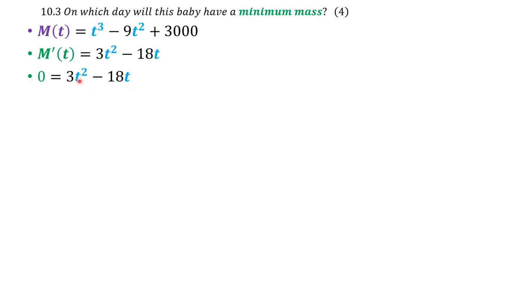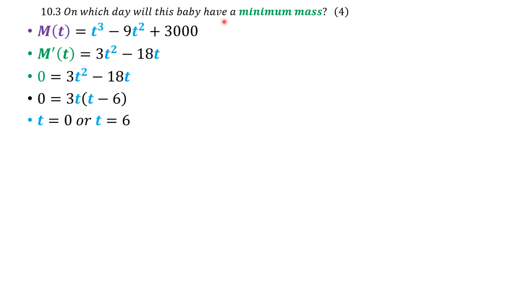I have 2 or more terms, so the first rule of factorization is to look for a common factor, which in this case happens to be 3t that I can take out. 3t squared divided by 3t gives me t. Negative 18 divided by 3t gives negative 6. So 3t equals 0 or t minus 6 equals 0. That becomes t equals 0, or if I take negative 6 over, t equals 6.